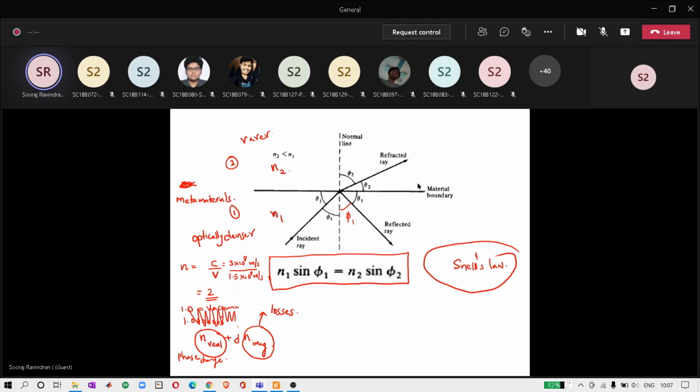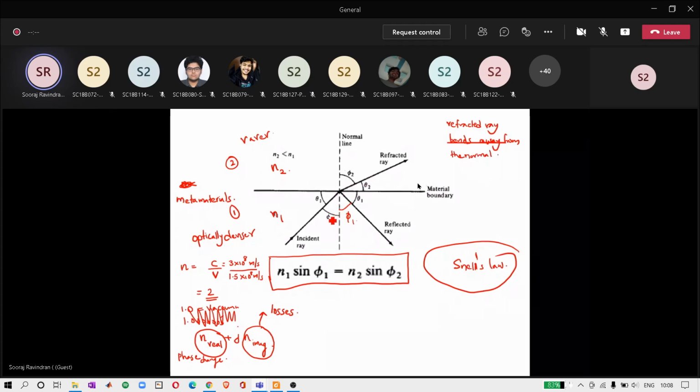in all natural situations, you know that if N2 is a rarer medium, according to laws of refraction, you would see that the refracted ray bends away from the normal. So you might have studied about the laws of refraction. So refracted ray bends away from the normal.